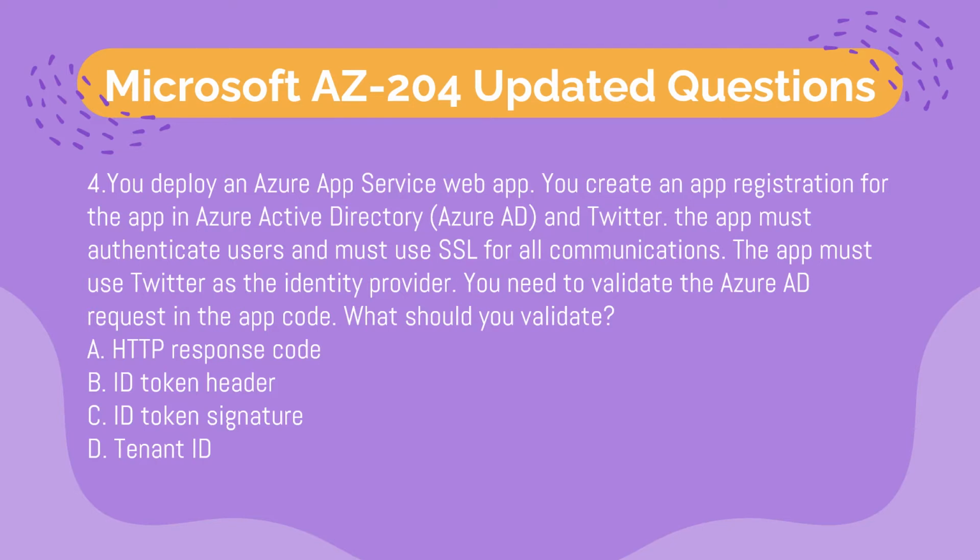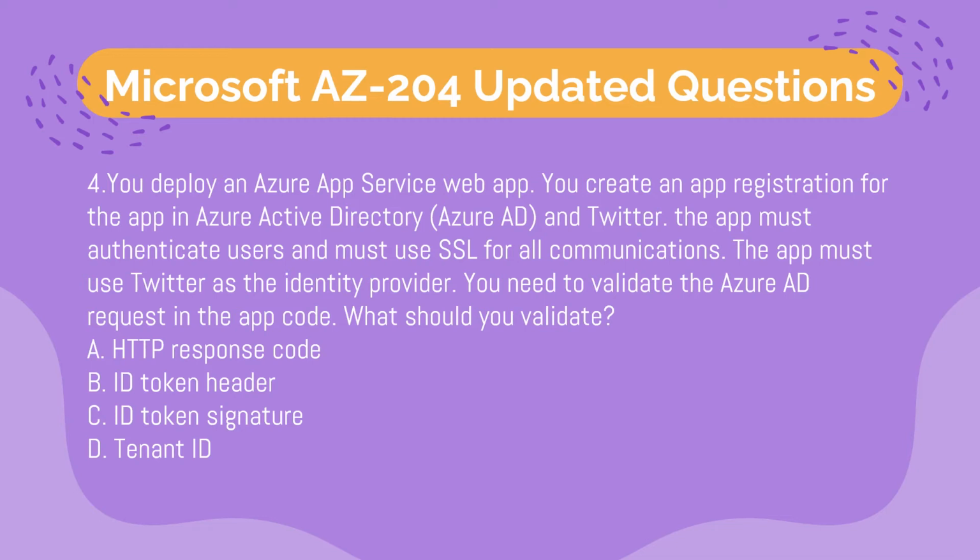4. You deploy an Azure App Service web app. You create an app registration for the app in Azure Active Directory (Azure AD) and Twitter. The app must authenticate users and must use SSL for all communications. The app must use Twitter as the identity provider. You need to validate the Azure AD request in the app code.